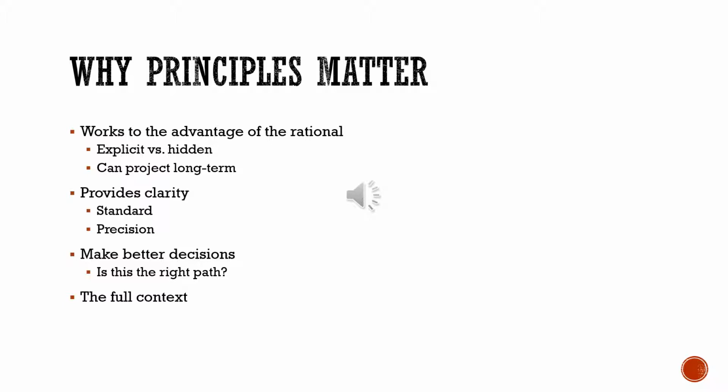If we want to make better decisions, then we have to identify and explicitly name the principles underlying the issue. That will help us decide if we're going on the right path. Is this what we want to enact today? And will we have desirable consequences in the future? Or are we simply solving a problem today at the expense of the future? Principles are a part of the full context. And if we want to consider the full context, all of the aspects of the issue, then we must identify the principles involved.